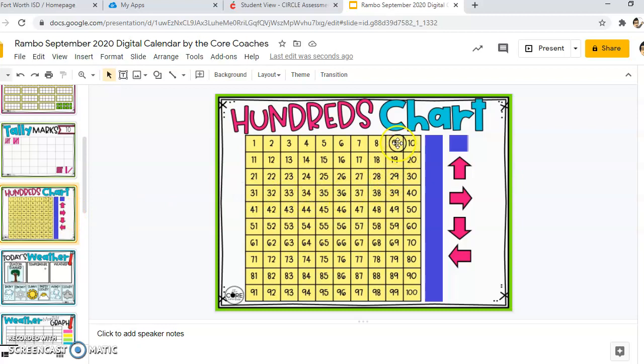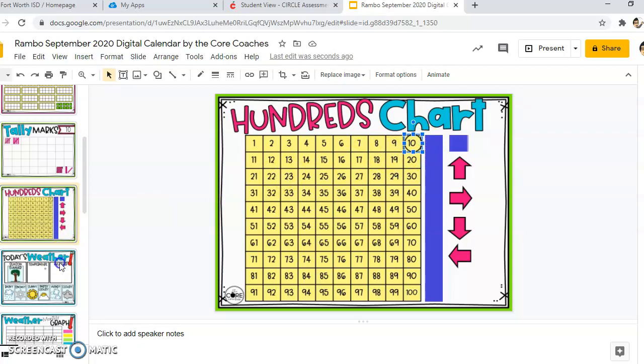Moving on to our 100 chart, we're moving our circle over to the right, and you'll notice that we've reached the end of our first row. So what do you think is going to happen tomorrow? You're right, we'll start on our next row, and as we go down and over to the right, our numbers are still going to get bigger. So today's number is 10.